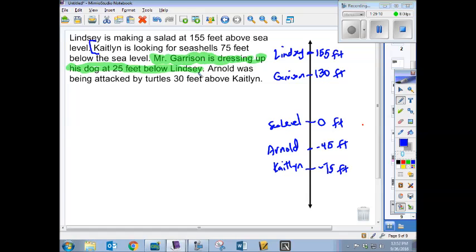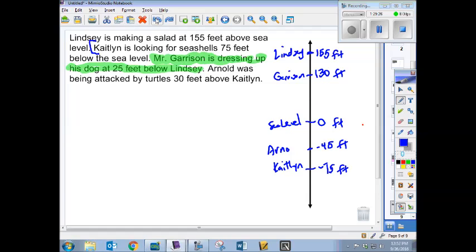Everybody understand that? Do you think some of my students might put Arnold at negative 30? You see why they would do that? Or they might even put him up here at 30 because they see the word above. Okay, so that's where it's at.